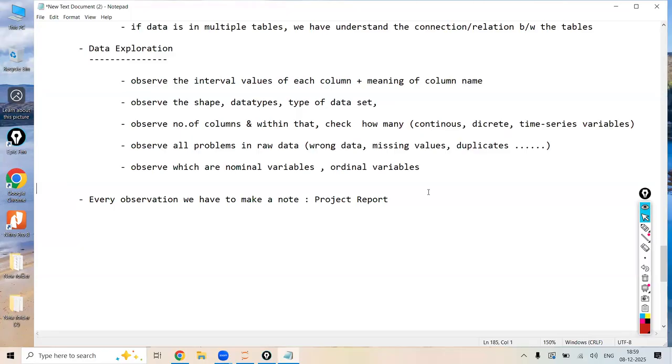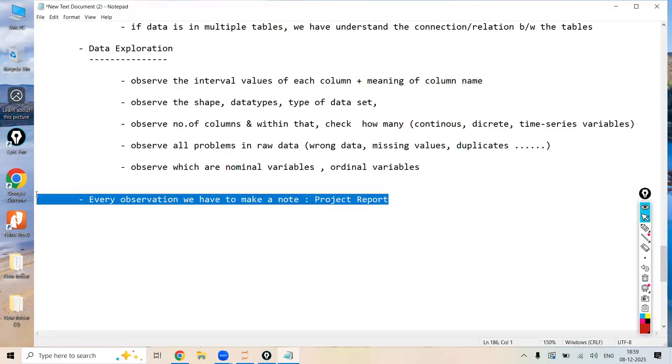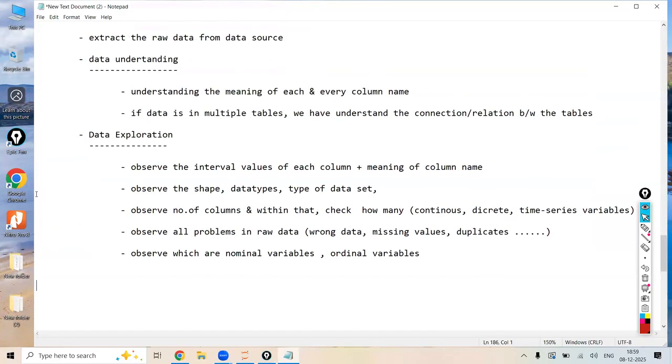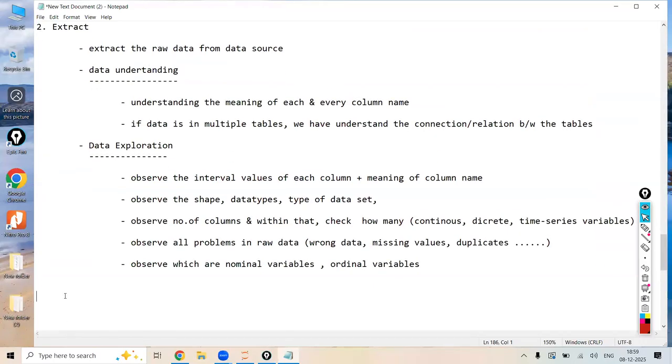Now here you are going to check how many are continuous, how many are discrete, how many are time series variables, and you are going to make a note of that. Everything you have observed, every observation, you have to make a note. All this comes under data exploration.